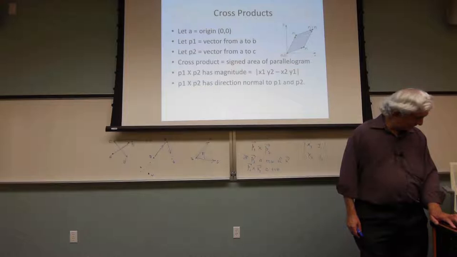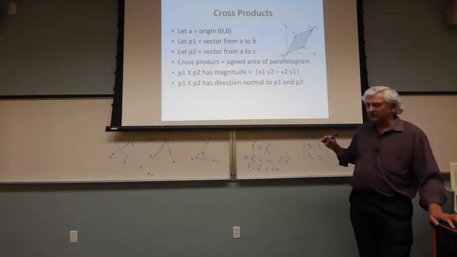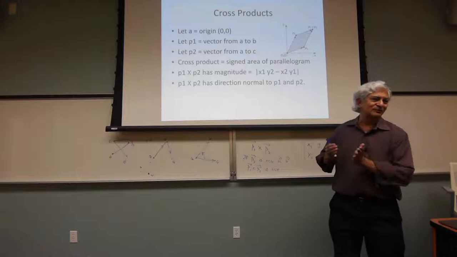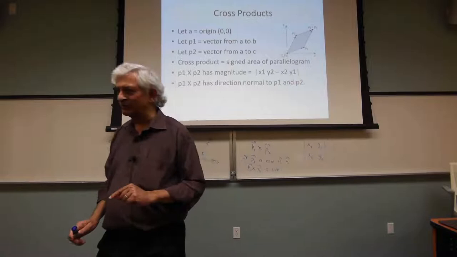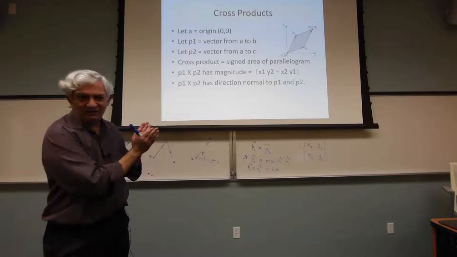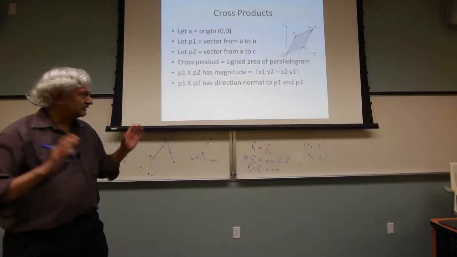This I already told you. P1 cross P2 has a direction that's perpendicular to both P1 and P2, and the only way you can do that is if it's coming out of the board or into the board, right? There is no other way. Remember, P1 cross P2 always is going to be perpendicular to both P1 and P2. If P1 and P2 are sitting on the board, P1 cross P2 either has to come out or go in. That's just how it is.